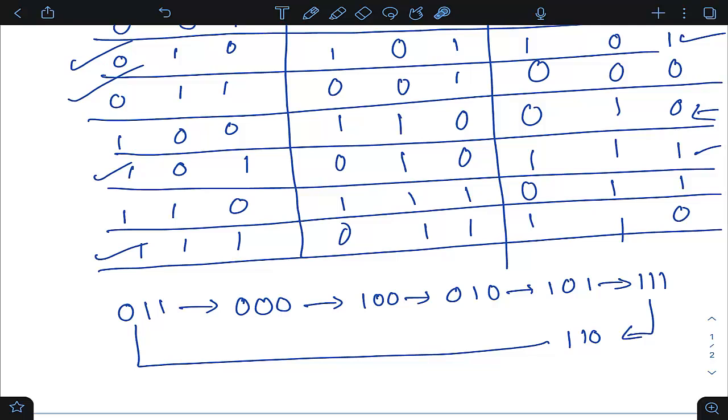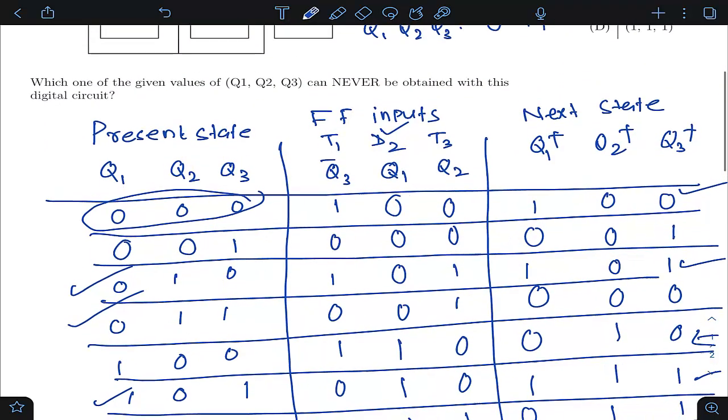So in this, how many states are present? 1, 2, 3, 4, 5, 6, 7 states are present. So what is the thing which is missing? I think 001 is missing. Yes, except 001, everything is present. So 001 is not present in this counting cycle, and that's what the question is framed.